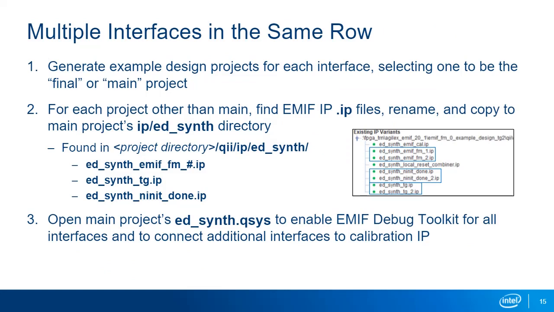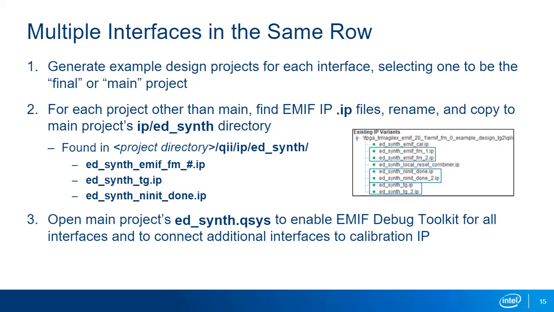Enabling the toolkit is a little more complicated if you have more than one memory interface placed in either the top or bottom row of the device. Since all interfaces in a row share the same I/O SSM for calibration, the design must take this into account to allow Debug Toolkit access to all interfaces.